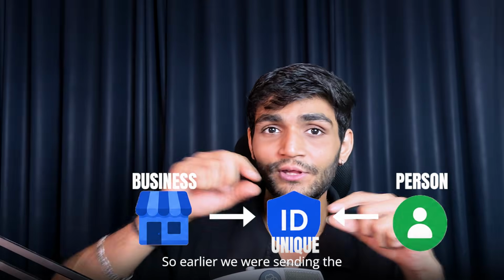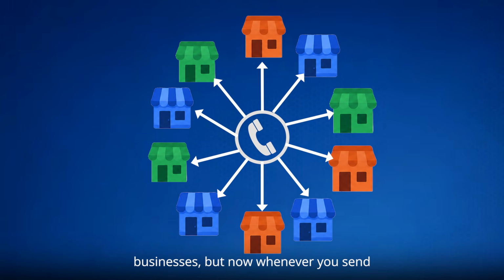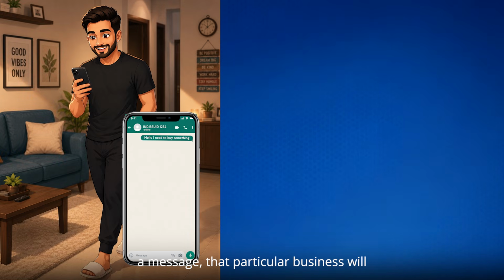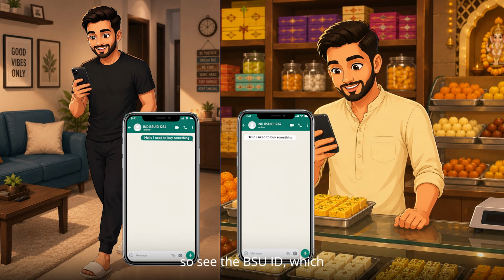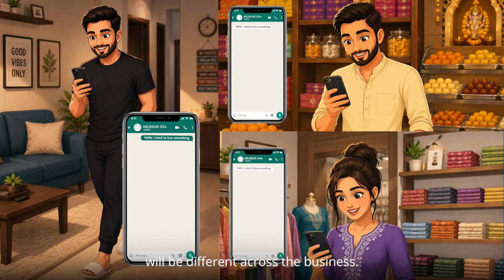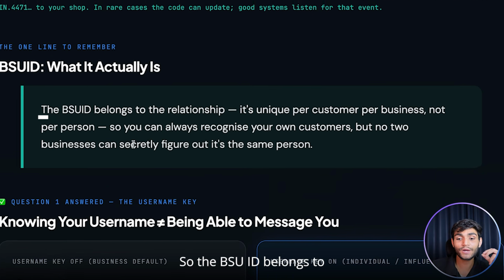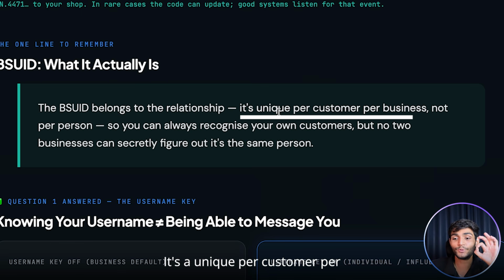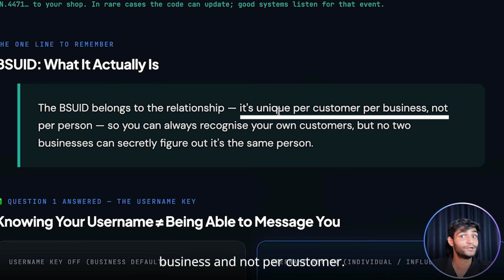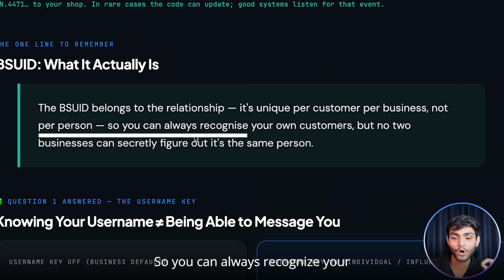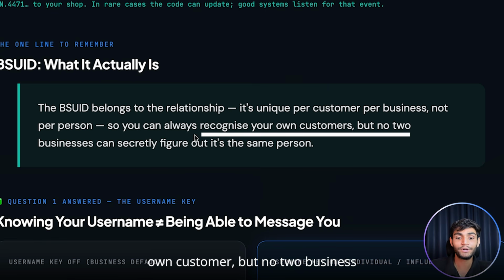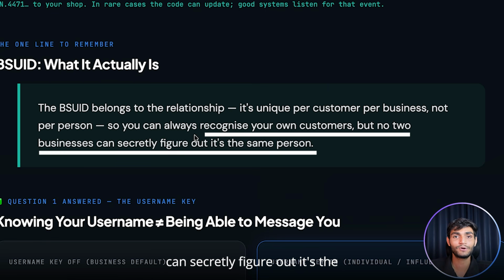Earlier we were sending the same phone number to all the businesses, but now whenever you send a message, that particular business will see the BSUID, which will be different across businesses. So the BSUID belongs to a relationship. It's unique per customer per business and not per customer. So you can always recognize your own customer, but no two businesses can secretly figure out it's the same person.